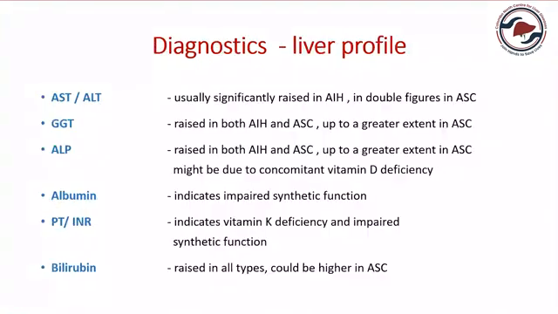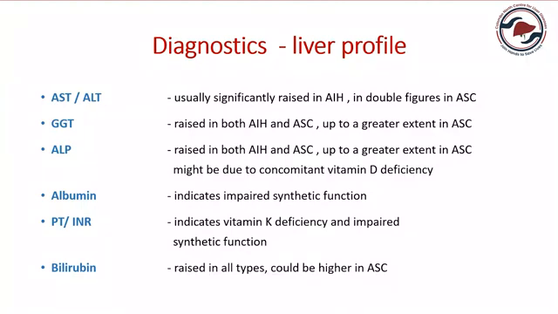So let's look at them one by one. How would the liver profile be helpful or suggestive? Transaminases are usually significantly raised in autoimmune hepatitis. You will see transaminases in thousands if it is autoimmune hepatitis. The figures are quite lesser in autoimmune sclerosing cholangitis, where it would not be in thousands, it may be in hundreds or maybe in double figures. Gamma GT is raised in both autoimmune hepatitis and autoimmune sclerosing cholangitis. It is raised to a greater extent in autoimmune sclerosing cholangitis.